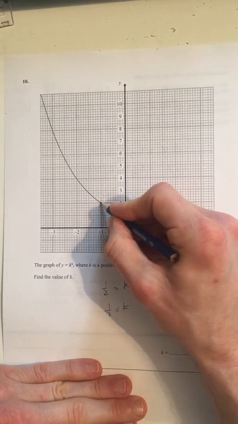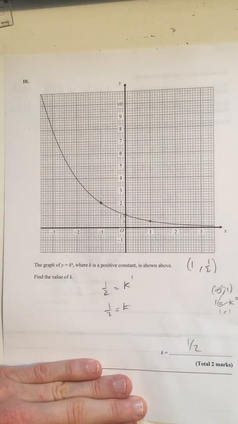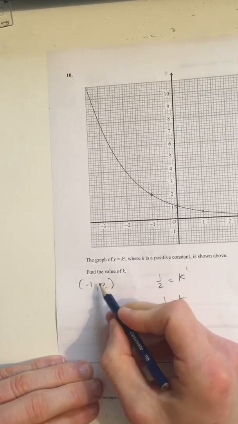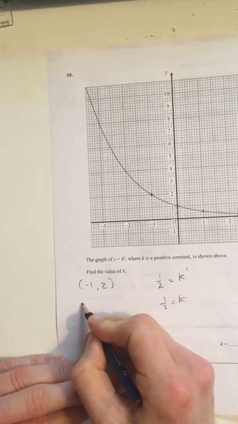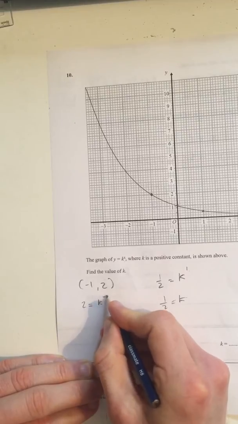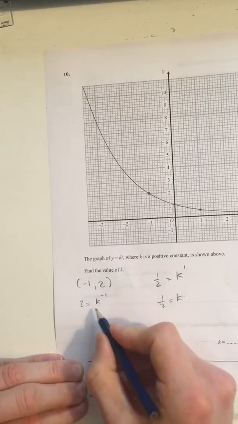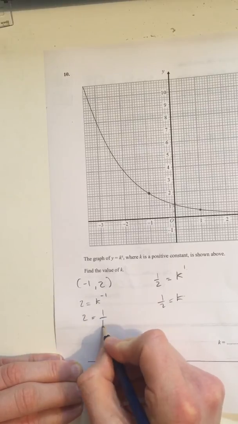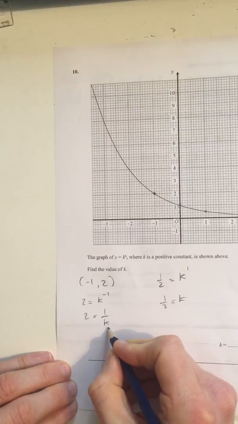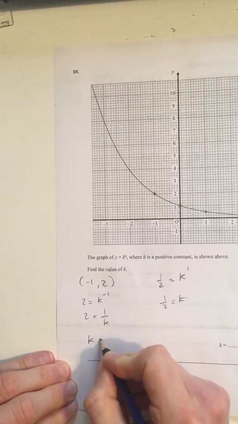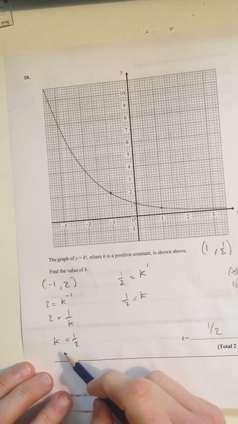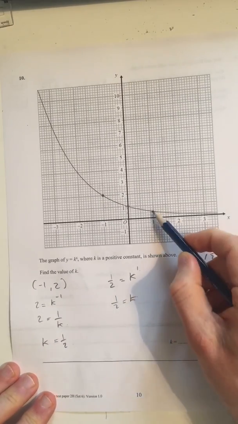You might have decided to look at this coordinate here, where x is -1 and y is 2. Well, that will work. If you substitute that in, you get 2 equals k to the power -1. And then you need to think, well, k to the power -1, that's the same thing as 1 over k. And then if I move k over here and move the 2 down there, you get k as 1/2. But obviously that is more complicated than just looking at this coordinate here.